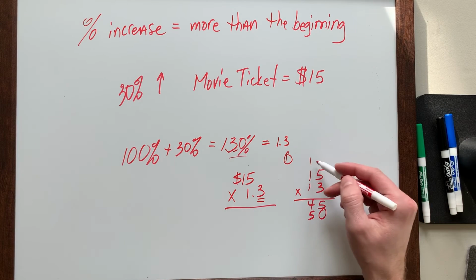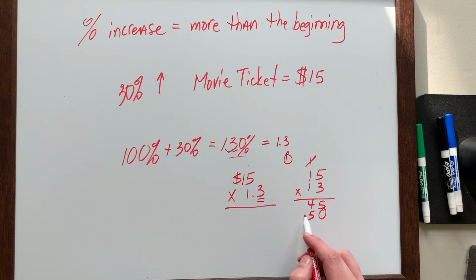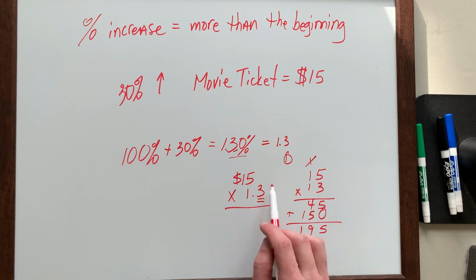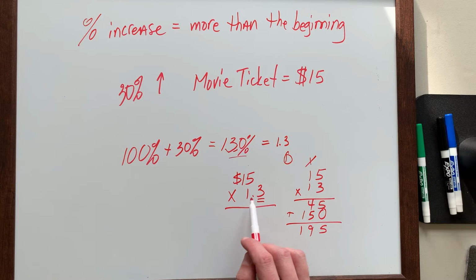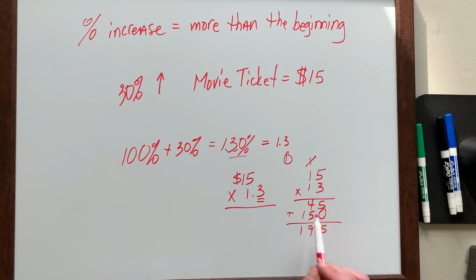And I've already used this guy, so I'm going to cross him off. 1 times 1 is 1. All right, I'm going to add these together, and I get 195. But if you look back at the original problem, 15 times 1.3 cannot be that big. And the reason why is because we've got to remember to put this back in.